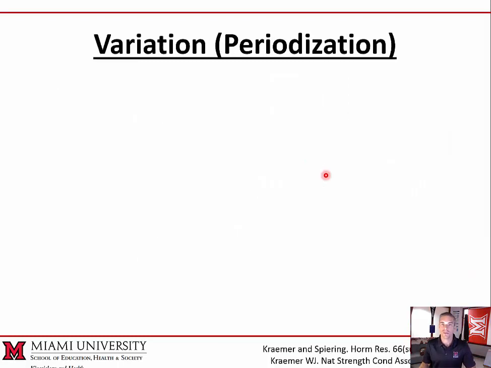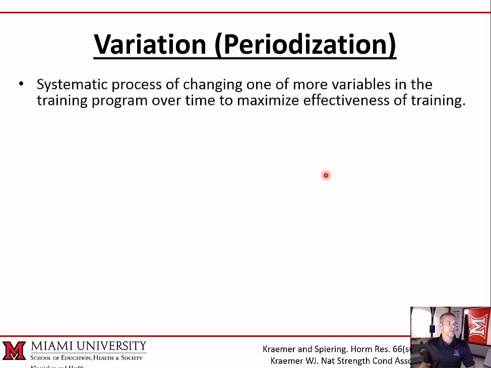Another very important principle of exercise training, particularly pertaining to resistance exercise training, but it can also apply to aerobic exercise training, is the principle of variation. Many other times you may hear this called periodization, and there'll be an entire module dedicated to periodization later this semester. So periodization is simply the systematic process of changing one or more variables in the training program over time in order to maximize the effectiveness of training.